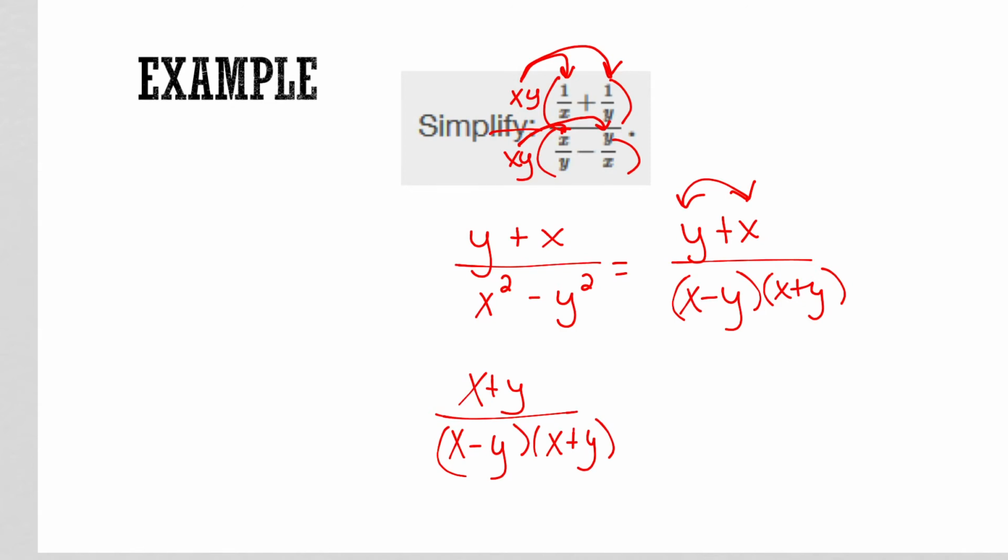And I can get rid of that and that. So I am left with 1 over x minus y, which is actually what we got earlier.